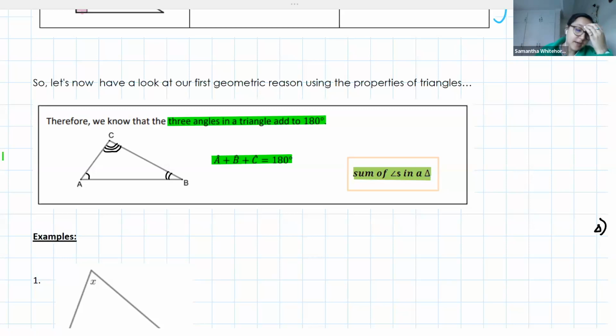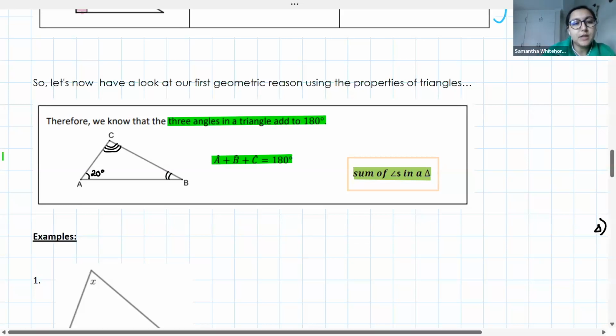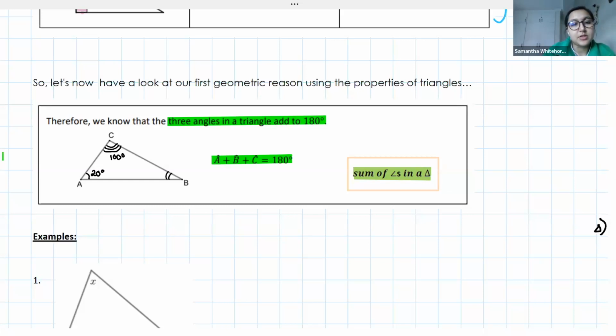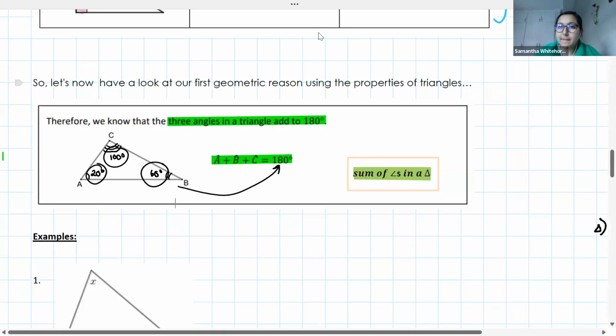Hi, ma'am. Ma'am, can I ask, since all of these angles are not equal, how come they all equal 180 degrees? So remember, they don't have to be equal. This could be 20, this could be 100, and this could be 60. So they can all be different, but when I add them all together, I will always get 180 degrees when I'm working with a triangle. Oh, thank you, ma'am. Sure.